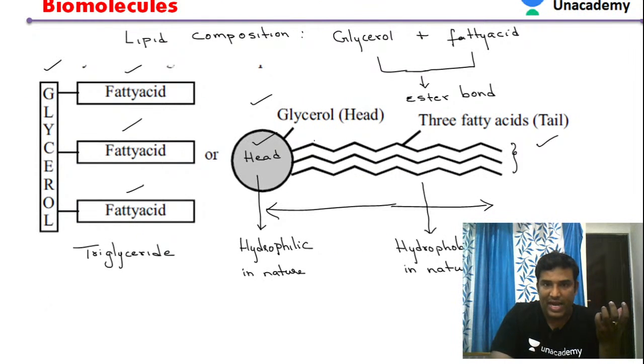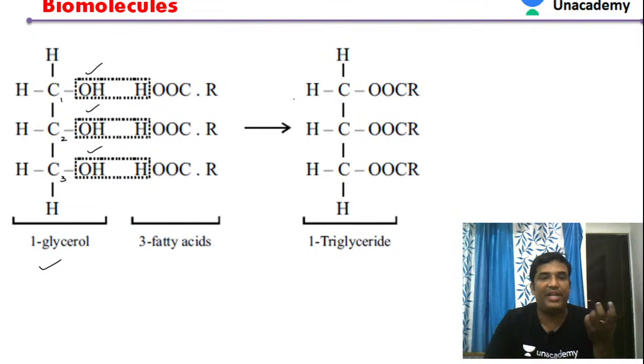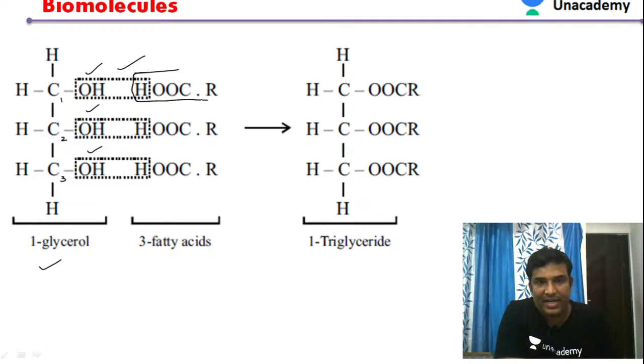So in this diagram, this is the head part, glycerol. Glycerol has three hydroxyl groups, so it is hydrophilic in nature. To each hydroxyl group, one fatty acid is attached. Now this is a typical fatty acid. You can see this R group indicates a hydrocarbon tail. So the R group represents the hydrocarbon chain.